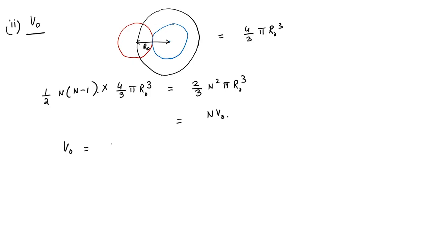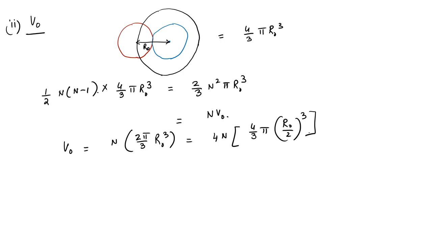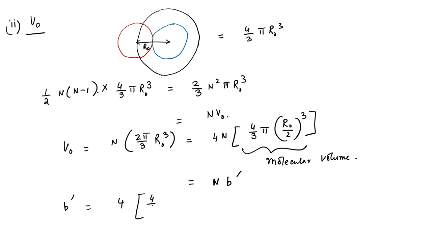So one can calculate V0 equal to N into 2 pi over 3 r0 whole cube, and this is equal to 4 N into 4/3 pi, r0 by 2 whole cube, and this is called the molecular volume. Of course, as you see, it's half of the distance which is shown here. And this is nothing but N B prime, where B prime is equal to 4 times the molecular volume that you see here. So that's your B prime.